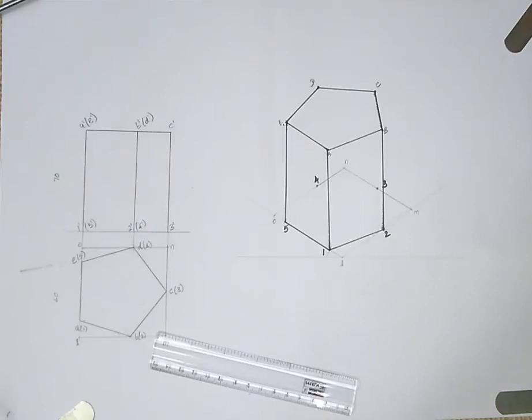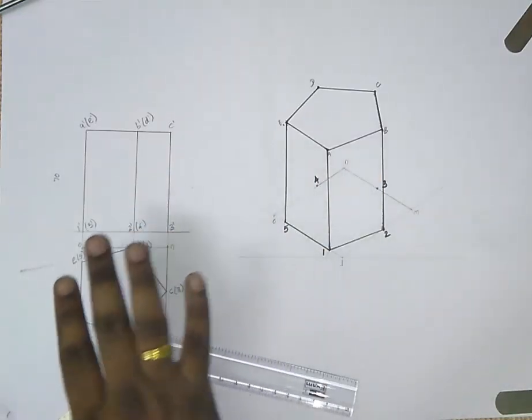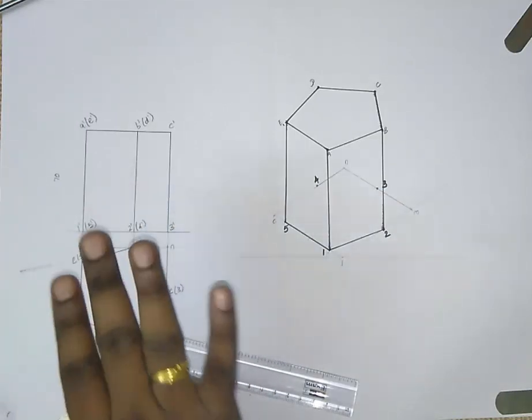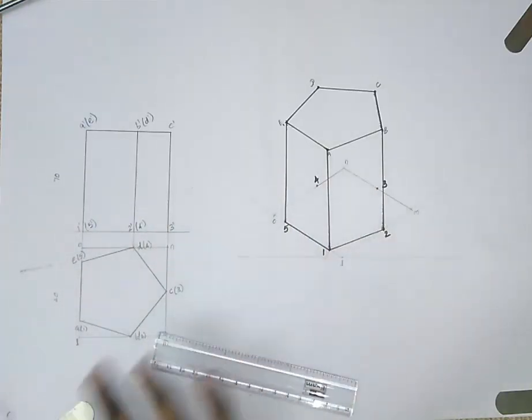Again I am reminding you that you need not mark all the points here, you even need not name all the points here, but it is for our convenience, it is not mandatory to mark all the points. So this is your final isometric view of the pentagonal prism.